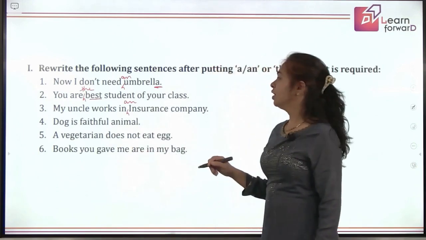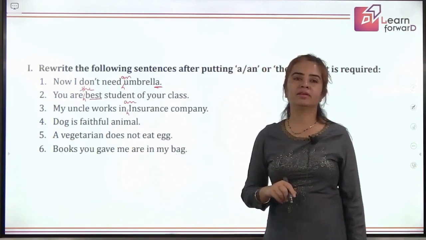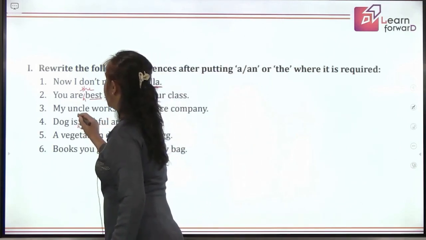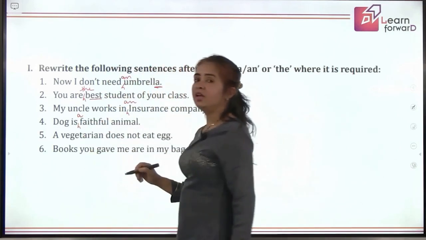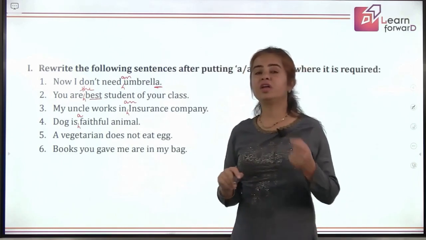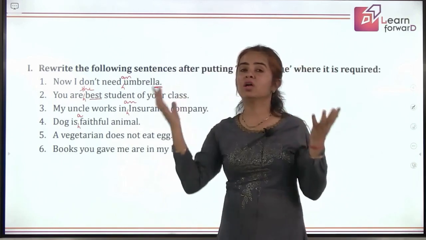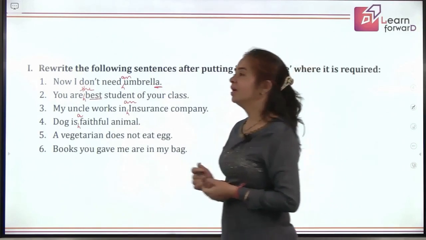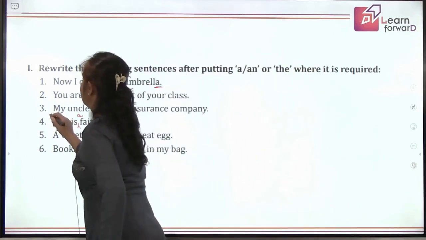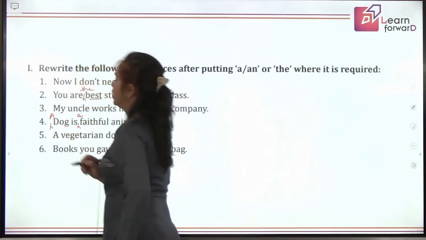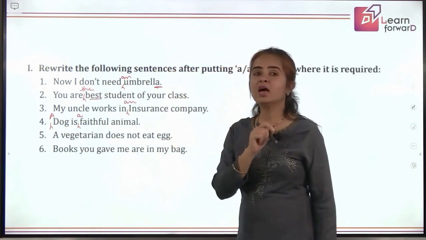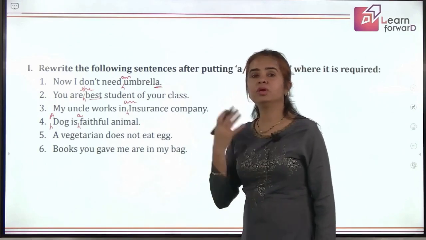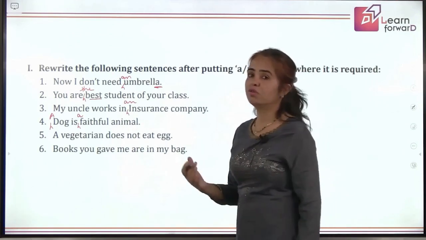Next, dog is faithful animal. Dog is a faithful animal, yes. But then do you remember I told you when we are talking about one and we are talking about everybody, that means what will come? A dog is a faithful animal. So a will come here also. So reason out why and what you have to put, you will go correct. And that helps you in just retaining all the rules for longer.